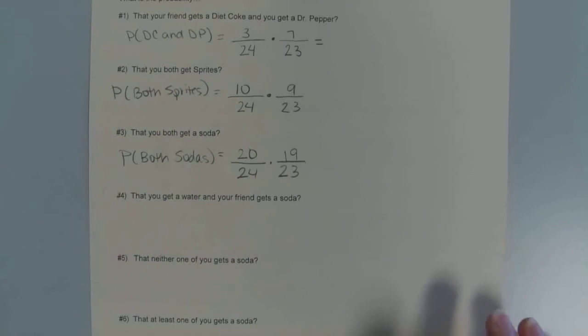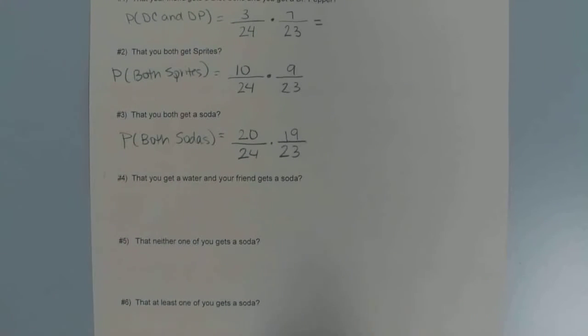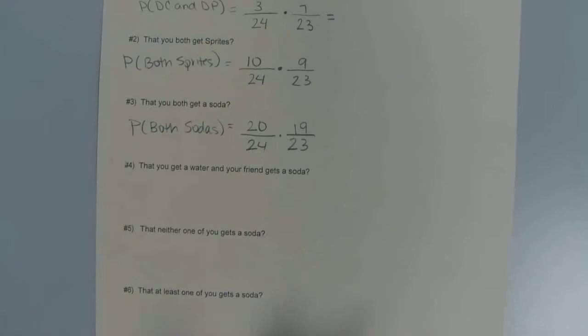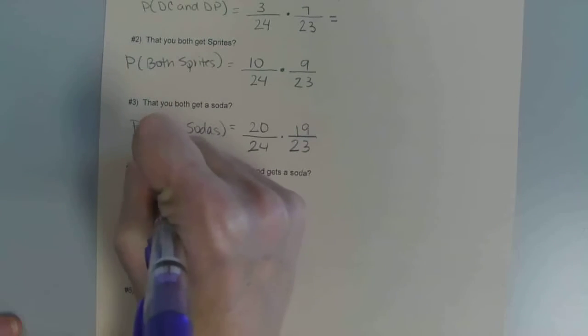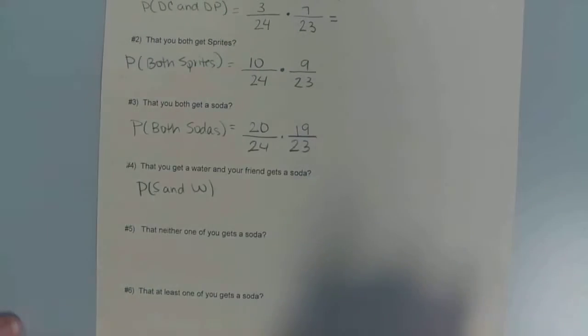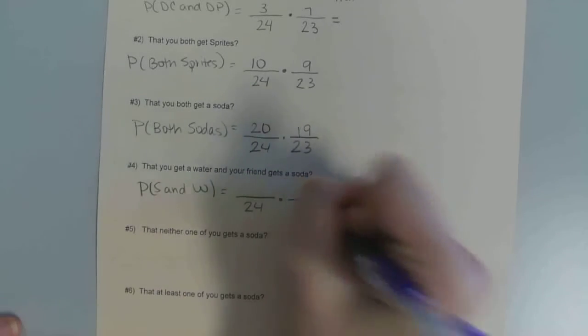Let's do 4. You guys are getting this, so I'm going to kind of go on a roll. Is that okay if I keep going? 4. The probability you get a water and your friend gets a soda, watch. It doesn't necessarily make a difference, but I do like to think about that order. Your friend is who we're worried about getting it first. So really you want to get a soda first and then a water. Okay? So the denominators we know are going to be 24 and then 23.